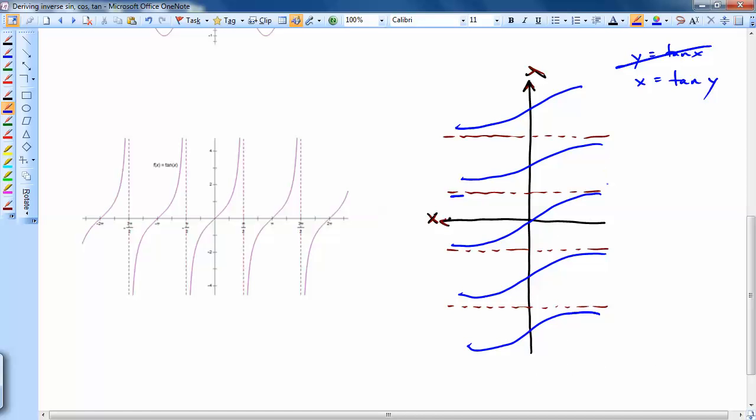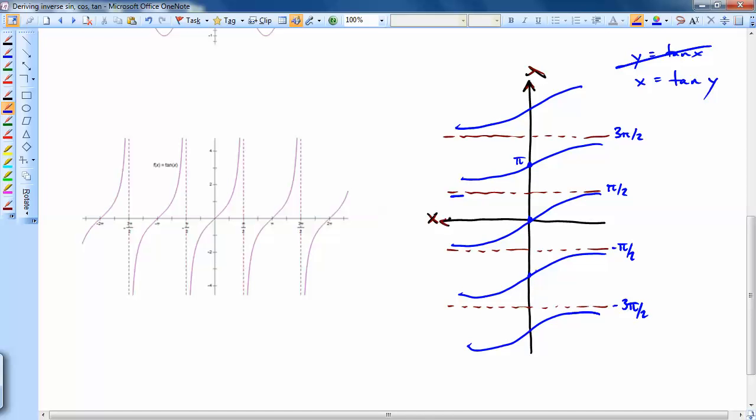And then some important things. This is at pi over 2. This is at negative pi over 2. This is at negative 3 pi over 2. This is at 3 pi over 2. Right here, we're at 0, or x equals 0. Y is going to be pi there, 0 here, negative pi there.